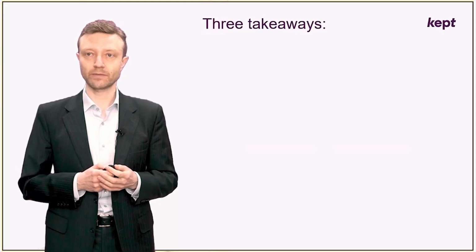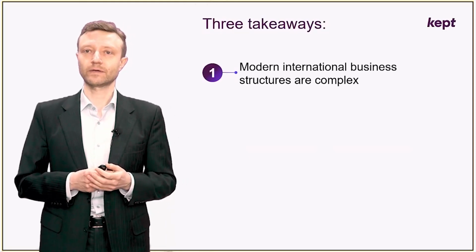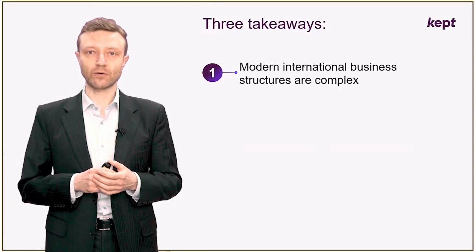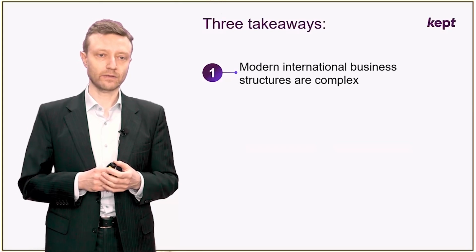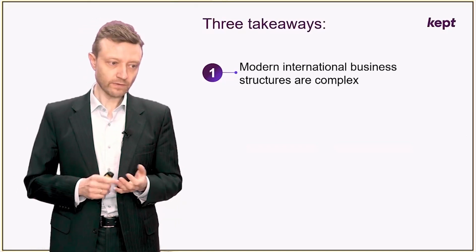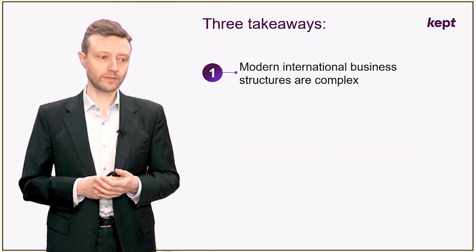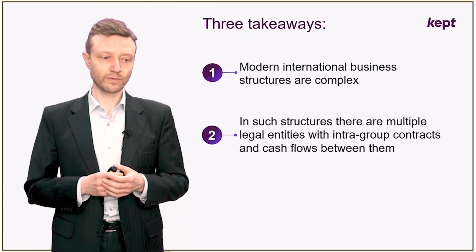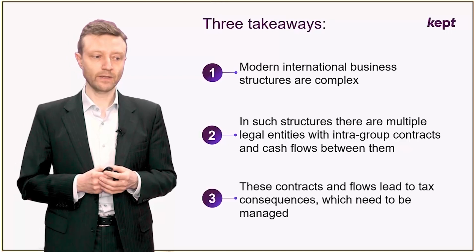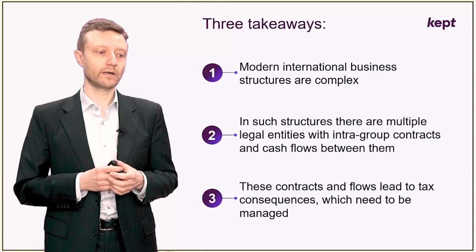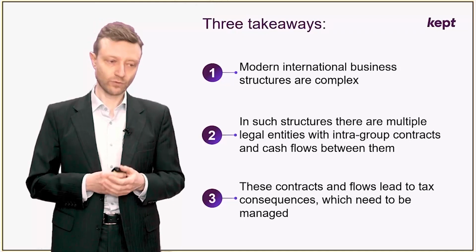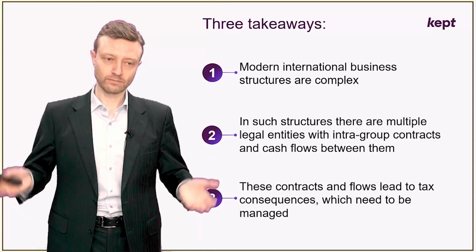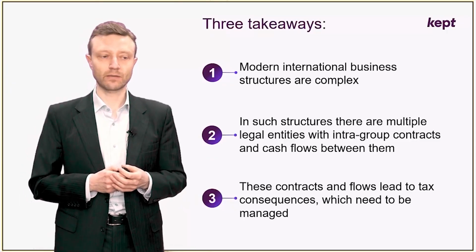Okay, so what needs to be remembered? What takeaways can be made from the discussion about typical business structures, typical international businesses, and how they are usually set up? First of all, modern international businesses are complex, and there are multiple legal entities and intra-group transactions, contracts, cash flows between them. And each transaction, cash flow, contract has tax consequences which need to be managed. This is the idea of overall tax planning in a complex business structure.